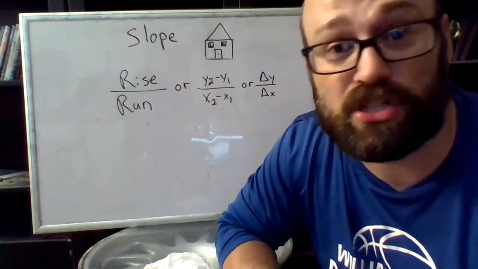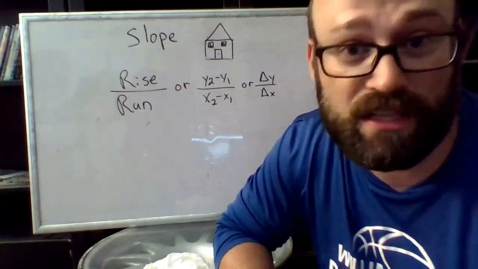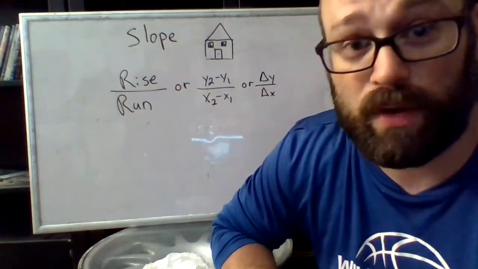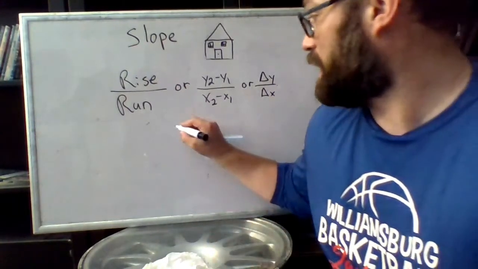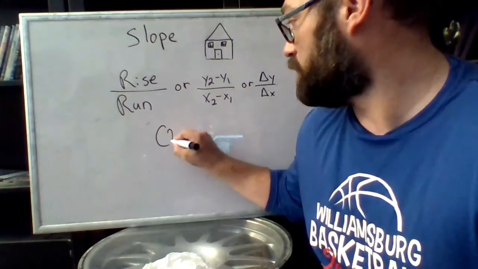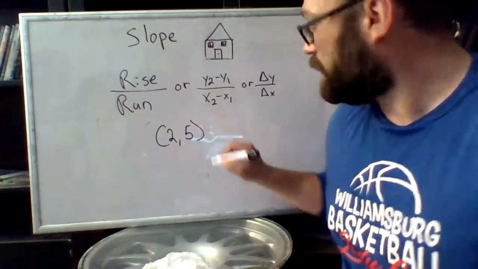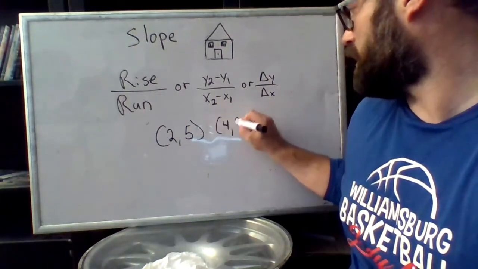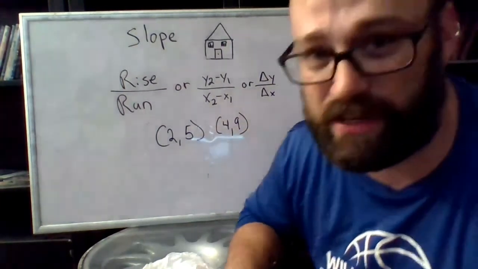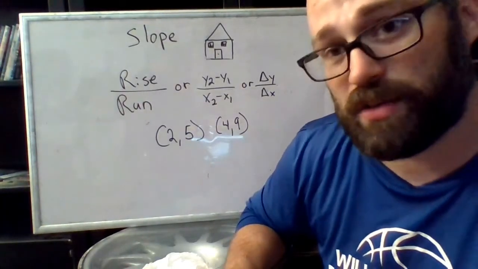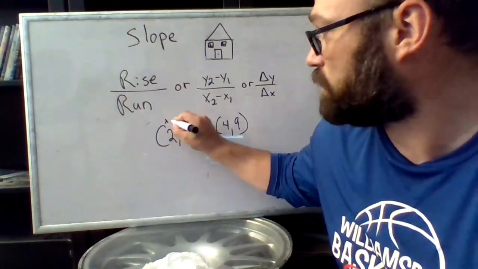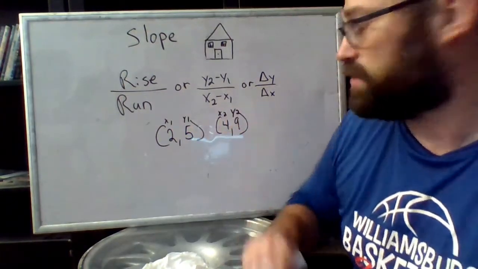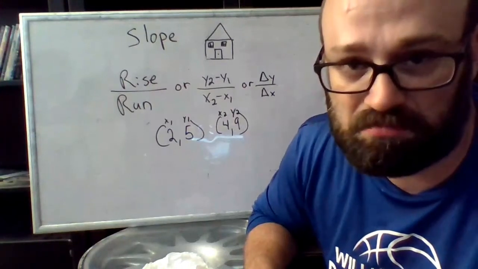So whatever the change in the y, went from this one to this one, how much did it change? How much changed from the x? So let's say on a coordinate point, we have 2, 5, and we have 4, 9. So we want to see how much it changed from that. Now, if you're doing the y2 minus y1, you just do the first point is your x1, y1, and the second is x2, y2. And so that would be your coordinate points.